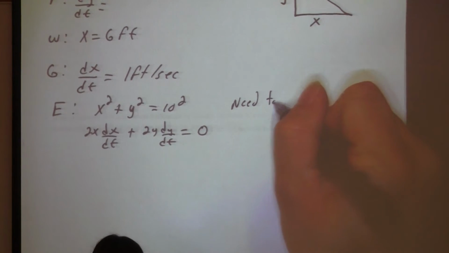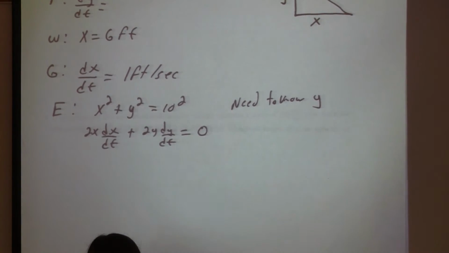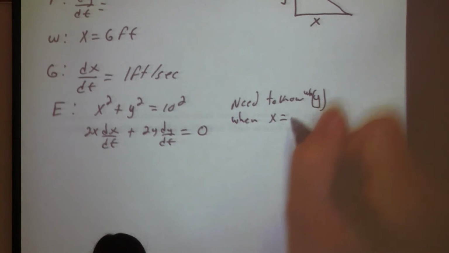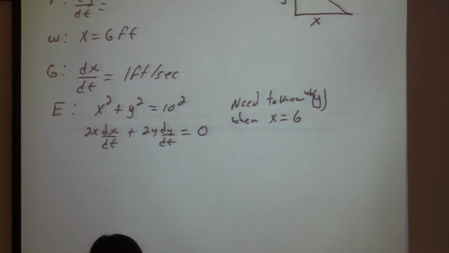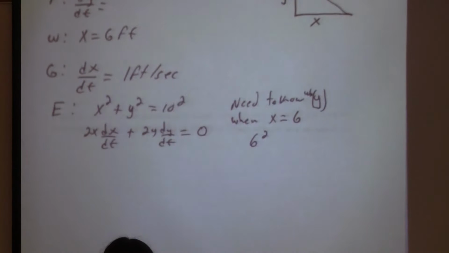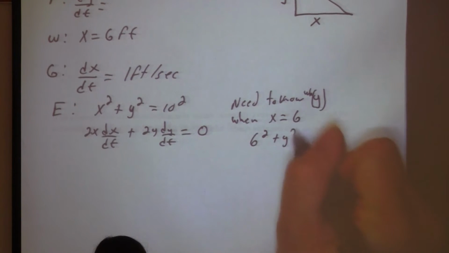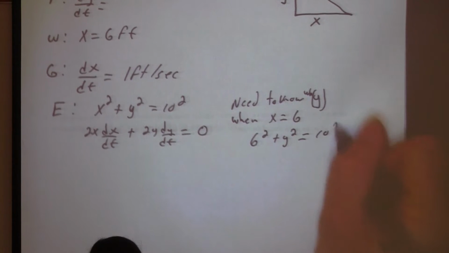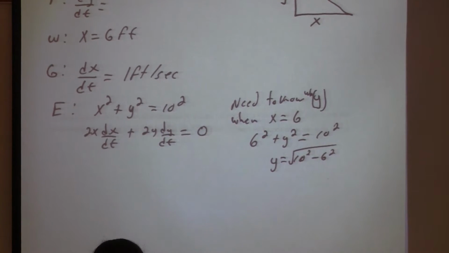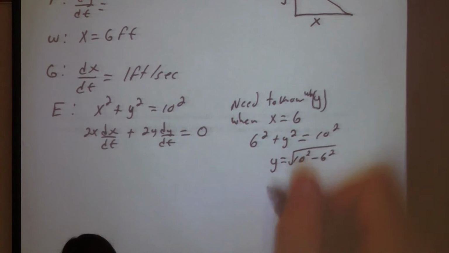Very good. So we need to know y, right? When x equals what? 6. So when you don't know y, you solve for it, right? By plugging that in. Didn't we do these? Yeah, we did stuff like this. So this will be 6 squared plus what? y squared equals 10 squared. So this is actually y equals the square root of 10 squared minus 6 squared. That's 100 minus 36, which is 64. The square root of 64 is? 8. You guys are beasts.